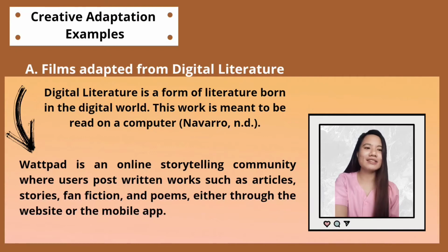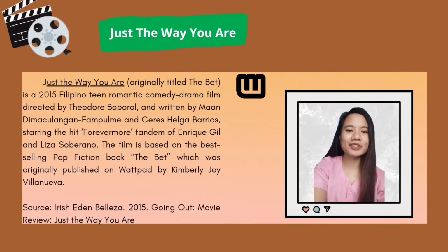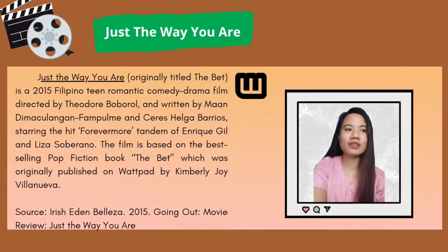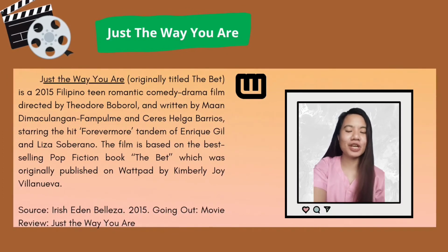Wattpad is an online storytelling community where users post written works such as articles, stories, fan fictions, and poems, either through the website or the mobile app. The user-generated content is submitted by writers of all levels who are given an equal chance to write popular works. That's according to Wordfinder 2020. Here are the two sample stories that had been published on the social website Wattpad and later were adapted for film or television. Number 1, Just the Way You Are.